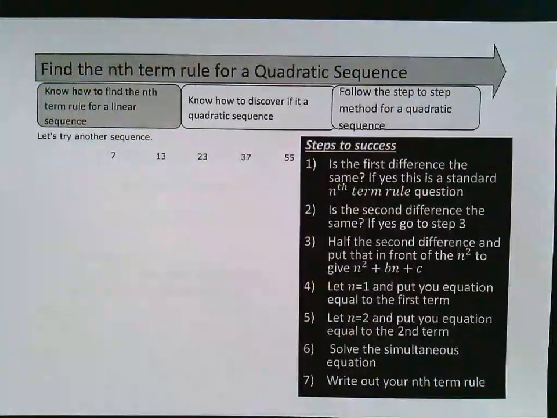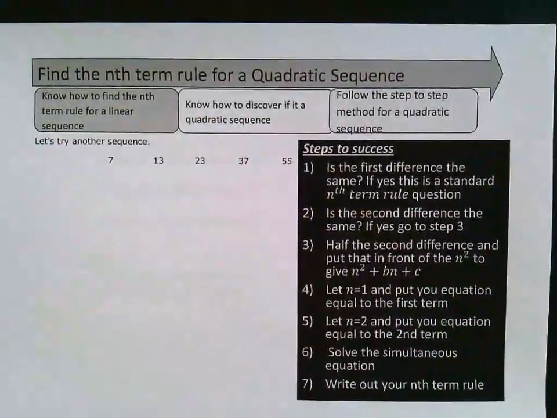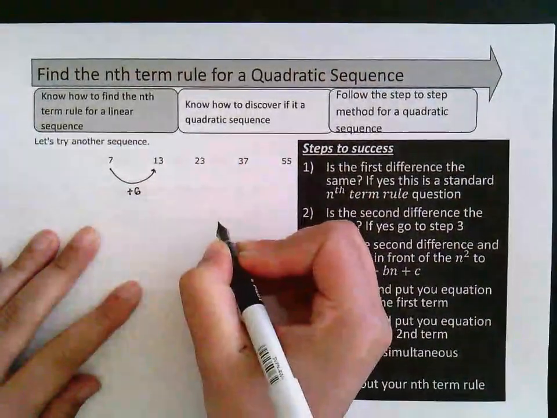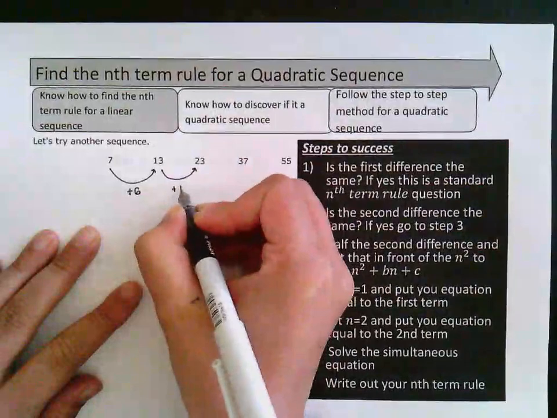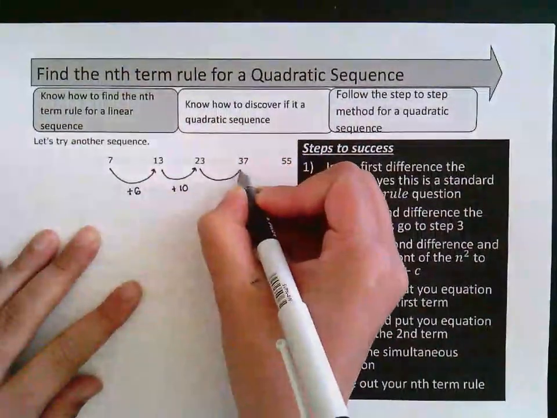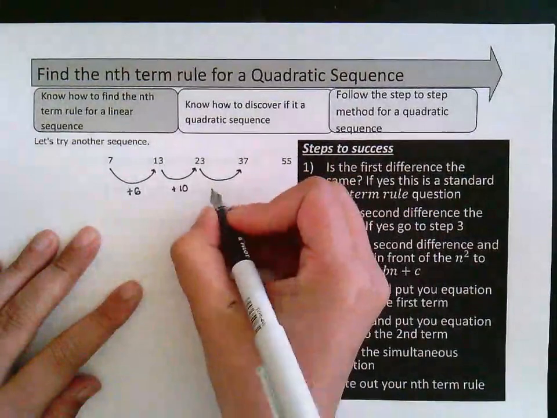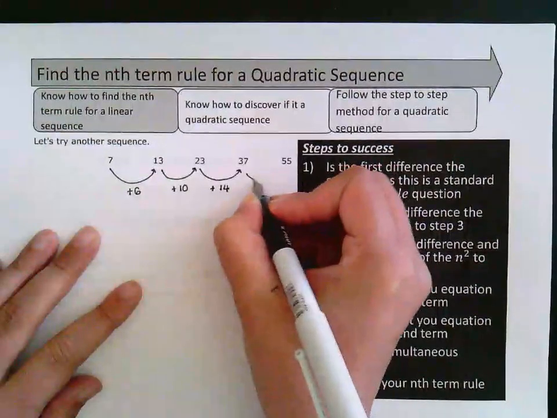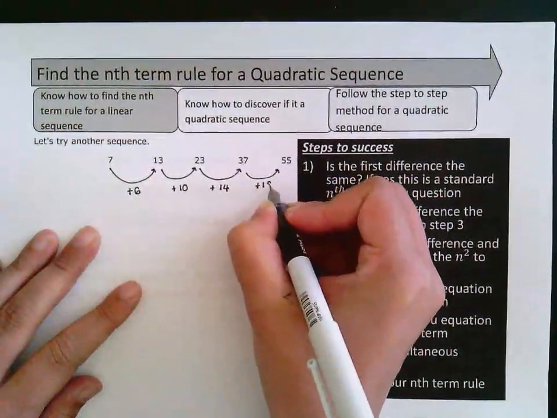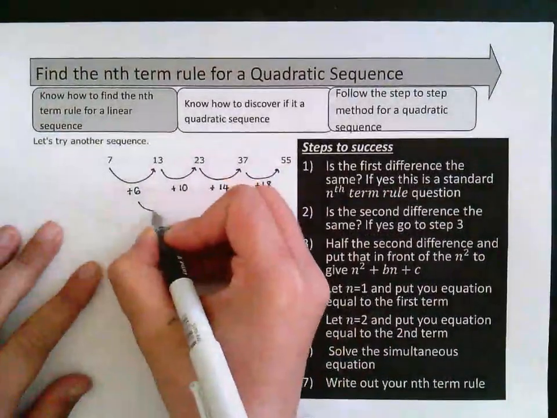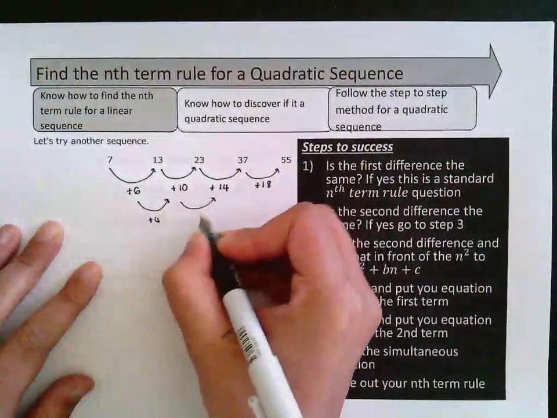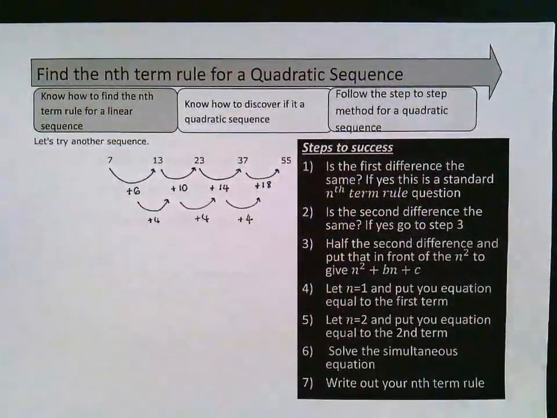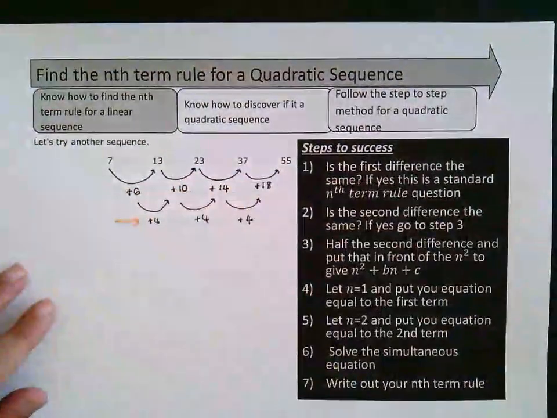Let's look at something different now. So, the gap. Plus 6. Plus 10. Plus 14. Plus 18. Second difference: plus 4, plus 4, plus 4. The second difference is the same. So this tells me it is a quadratic sequence.